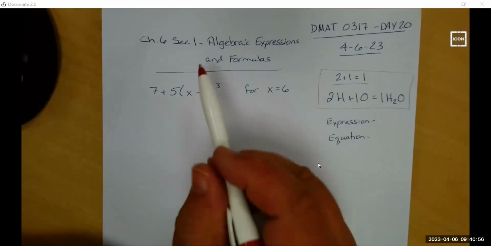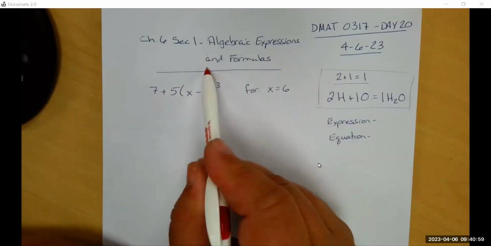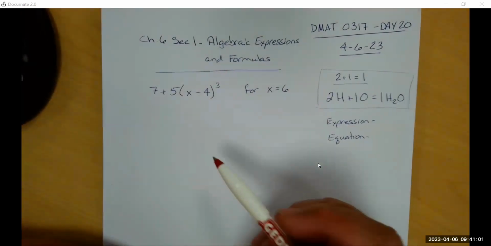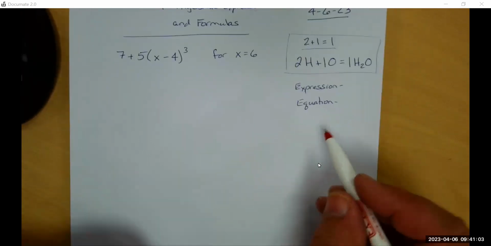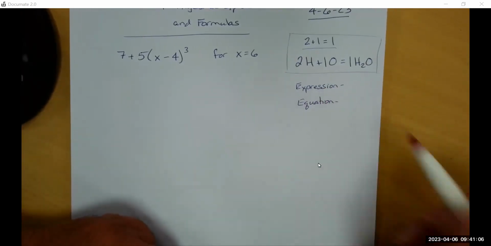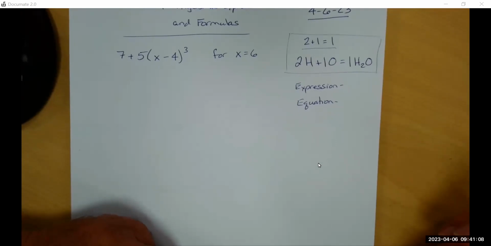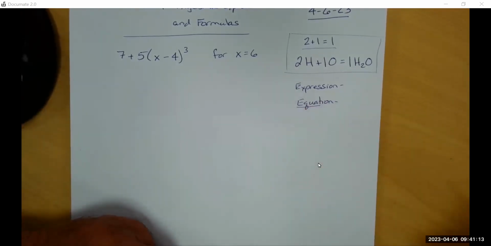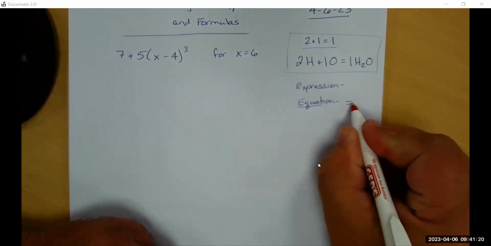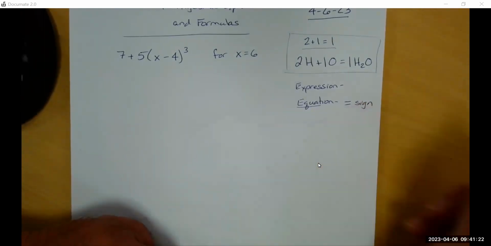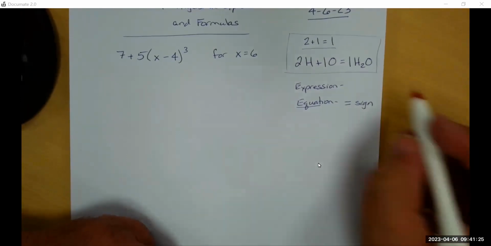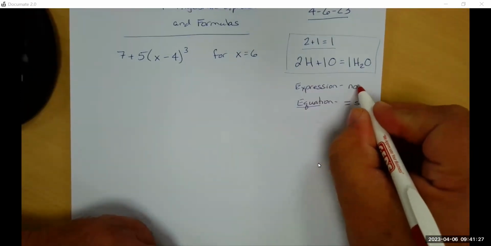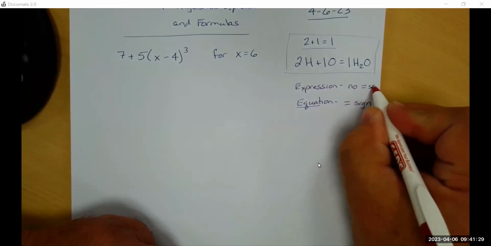All right, today we're starting chapter 6, section 1, algebraic expressions and formulas. First thing we're going to talk about is what's the difference between an expression and an equation? What do you think the difference is? What do you think an equation has? Yeah, an equation has to have an equal sign. Expression, no equal sign.